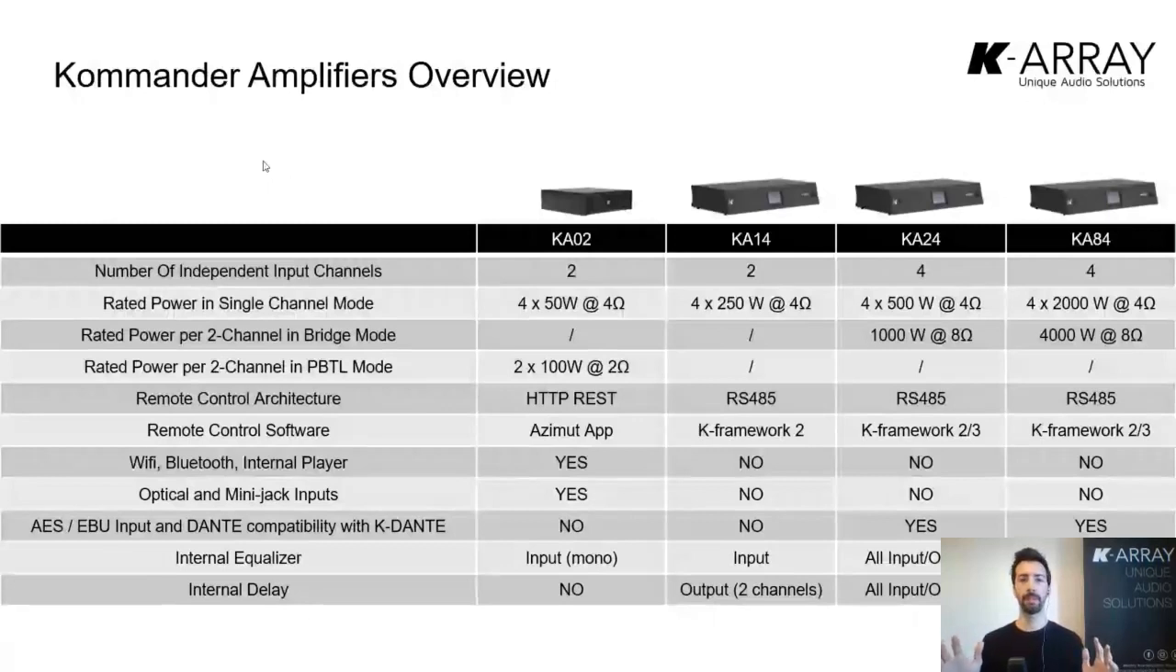As you remember, just a little refresh, K802 is a 2 inputs, 4 outputs amplifier. Also, the KA14 is 2 inputs, 4 outputs. And then we have, let's say, the most advanced and most powerful amps, which are the KA24 and 84, which are 4 inputs to 4 outputs.